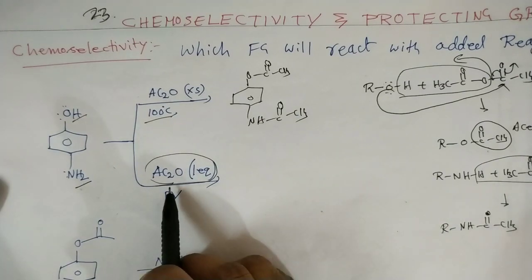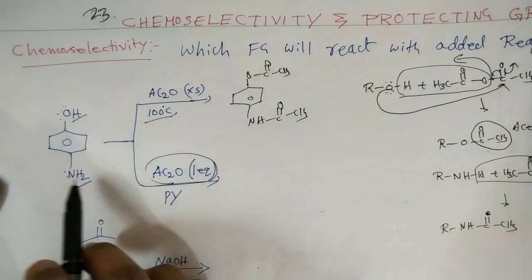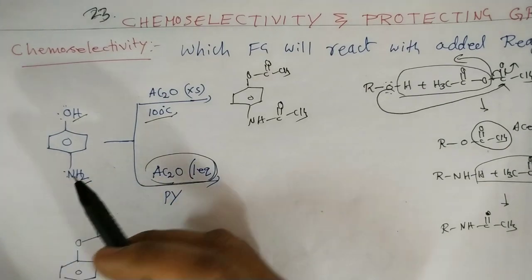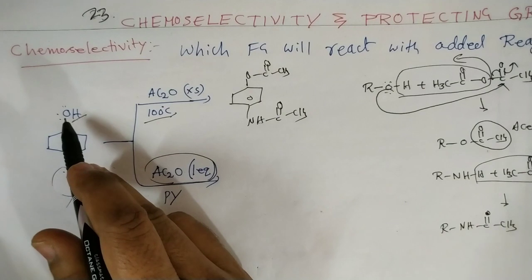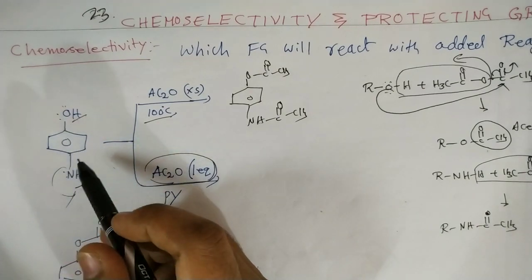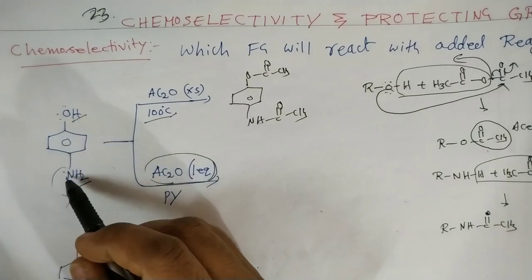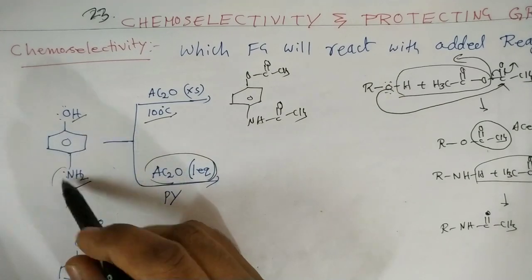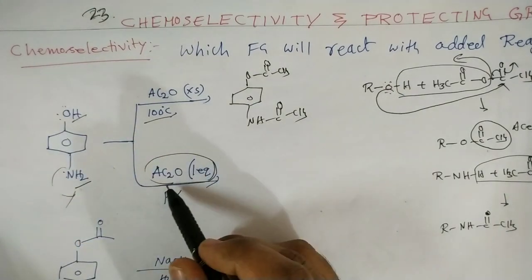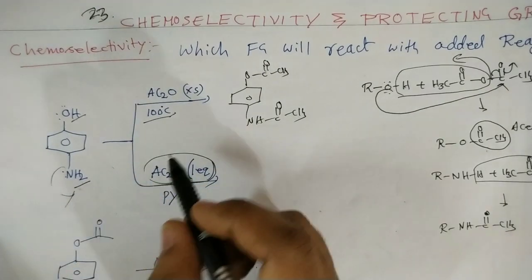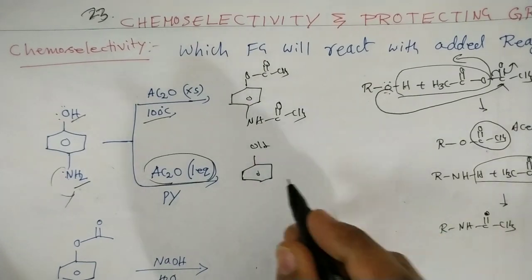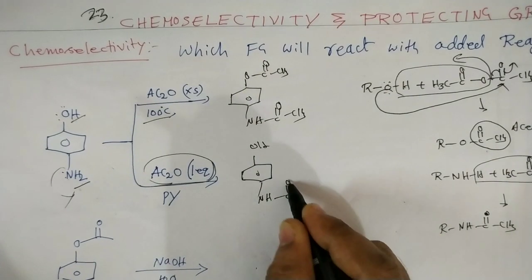Whenever we take one equivalent of acetic anhydride, between these two, NH2 is more reactive. NH2 is a strong nucleophile, being less electronegative, and it is a good electron donor compared to the non-bonding electrons on the oxygen. Oxygen is more electronegative than nitrogen, so oxygen holds electrons very tightly and is less nucleophilic compared to NH2. So with one equivalent of acetic anhydride, the hydrogen of the NH2 is replaced by the acetyl group, and we get the compound NHC(=O)CH3.